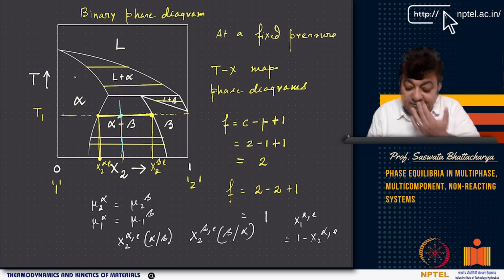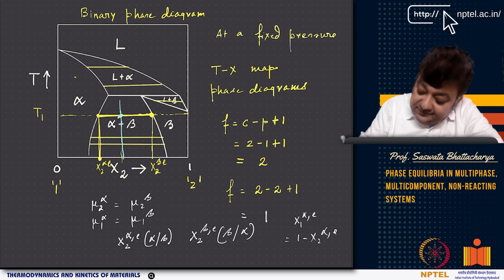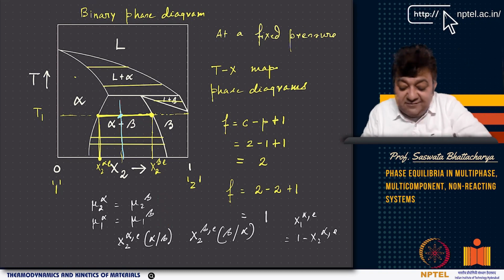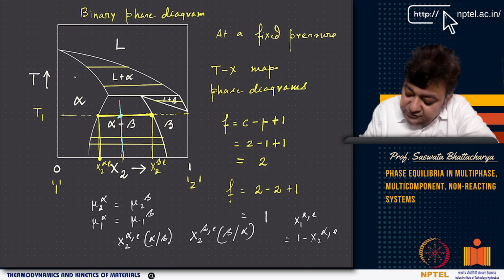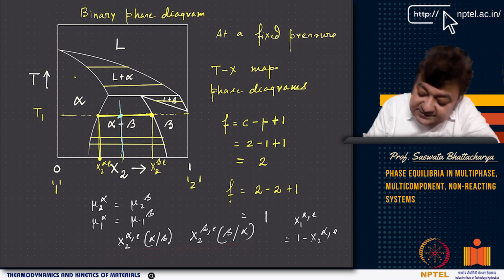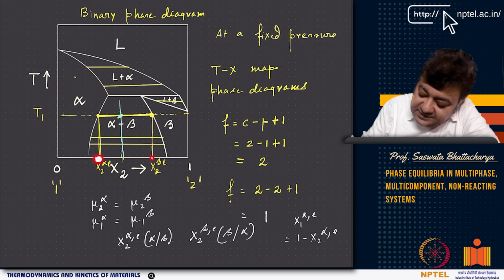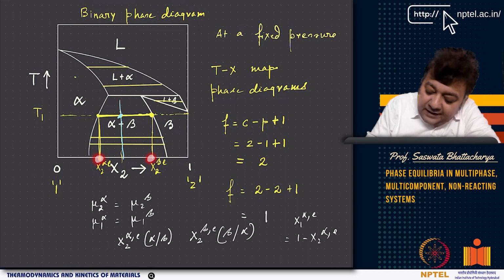So at a fixed temperature T1, you have these two equations, because pressure is anyway fixed, and these two variables. The solution gives me the values of these variables. These are the points, and corresponding to these points you drop an exactly vertical line, and these points on the x-axis give you the equilibrium compositions of alpha and beta at temperature T1.